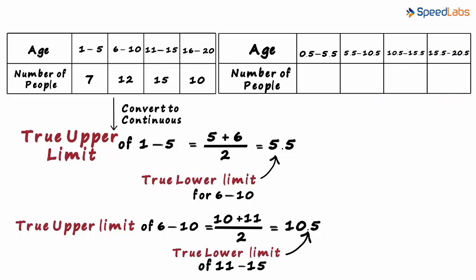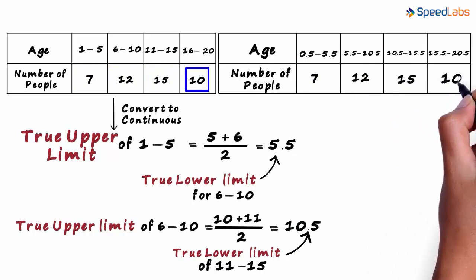We wrote the lower limit of the first class as 0.5 in order to comply with the rules of grouping. The class width has to be the same throughout. We can see that the first class includes all numbers from 1 to 5, the second includes all numbers from 6 to 10, and the same with the other two classes. It tells us that the number of people does not change for any of the classes. It will be 7, 12, 15, and 10.